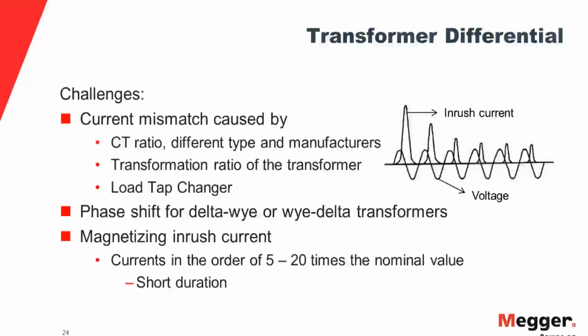Now let's talk about the transformer differential. This might be one of the most complicated differential protections in power systems. The underlying concept of transformer differential is very simple. The amount of current coming in should be equal to the current coming out of the transformer, right? So you will have CTs connected on the primary side and also CTs connected on the secondary side, which compare the current in that particular phase. A phase compares primary and secondary currents on the CT circuit.